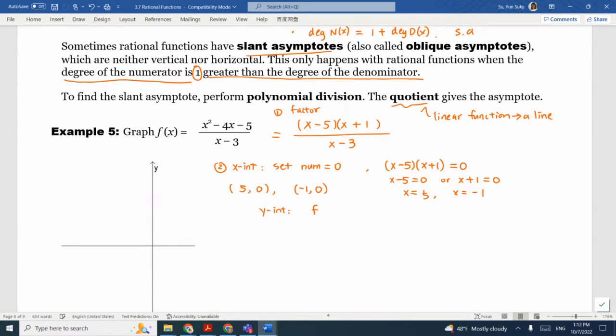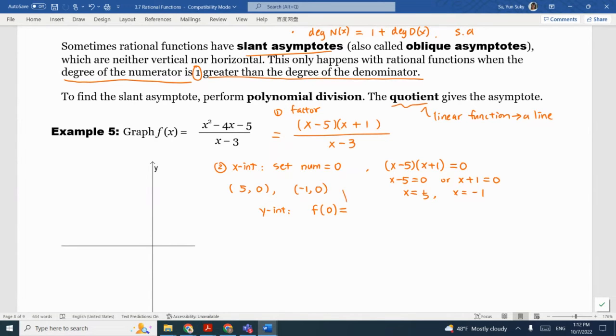For the y-intercept, we plug in x is 0. So f of 0. Question: do you want to plug into the original form or the factored form? Original, because when you plug in x is 0, all the terms with x are gone, so you're left with the constant terms. You see that, everybody? If you plug into the factored form, you still need to multiply the factors.